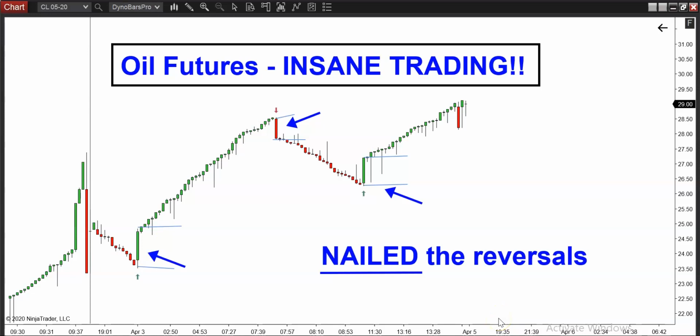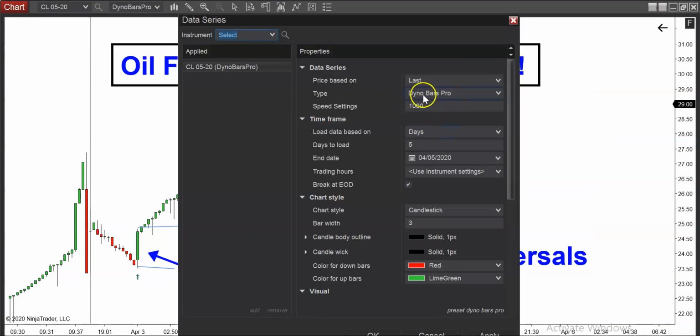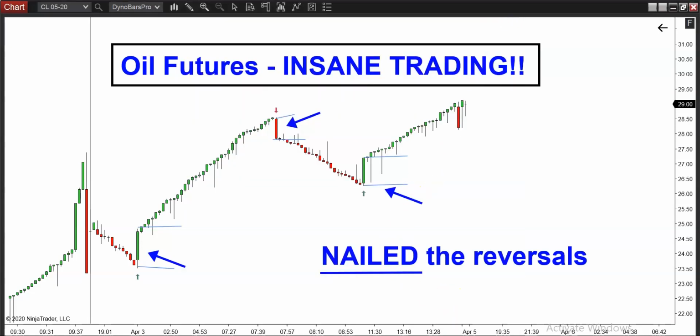And by the way, for those of you following along at home, if you're wondering about my dyno bar speed settings, I'll quickly show them to you. I am running a dyno bar speed setting of 1000. I found that works very well on oil futures.